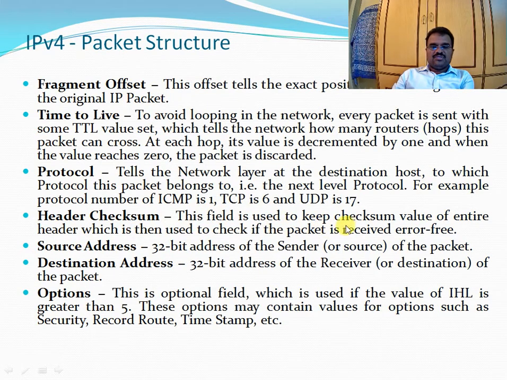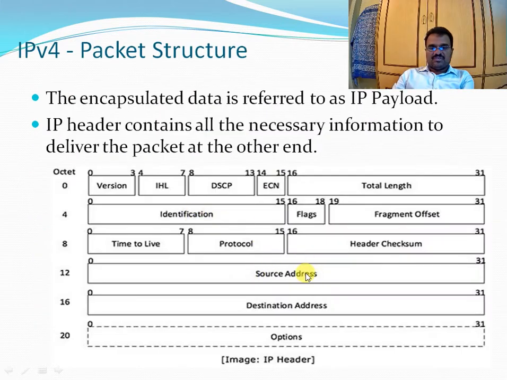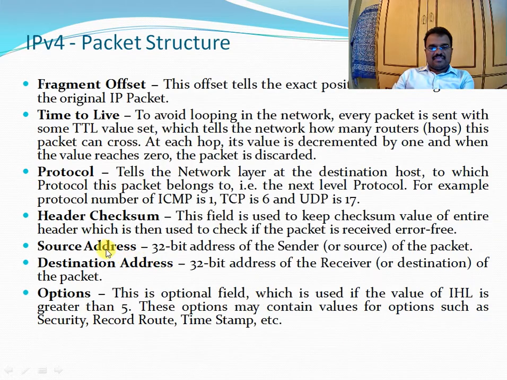This field is used to keep the checksum value of the entire header, which is then used to check if the packet is received error free. And next one, source address. Here we can see source and destination address. Source address is the 32-bit address of the sender or source of the packet, and destination address is the 32-bit address of the receiver or destination of the packet.